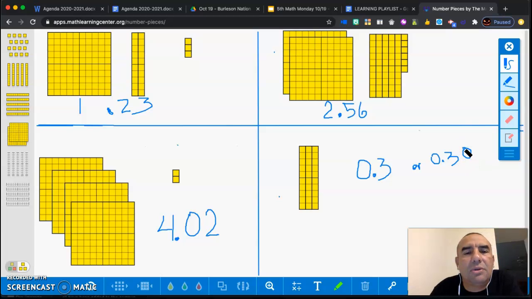All right, perfect. So this is how we represent hundredth, tenth, and ones using decimals. Hopefully this information will be very useful when it comes down to representing the multiplication of decimals.